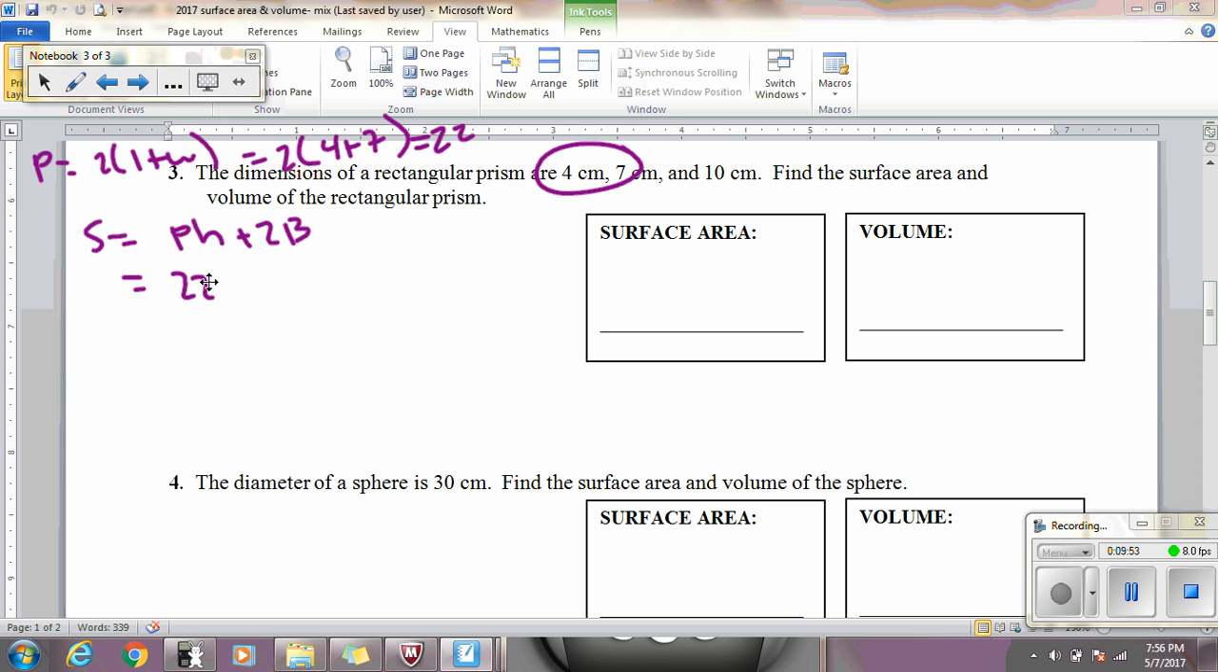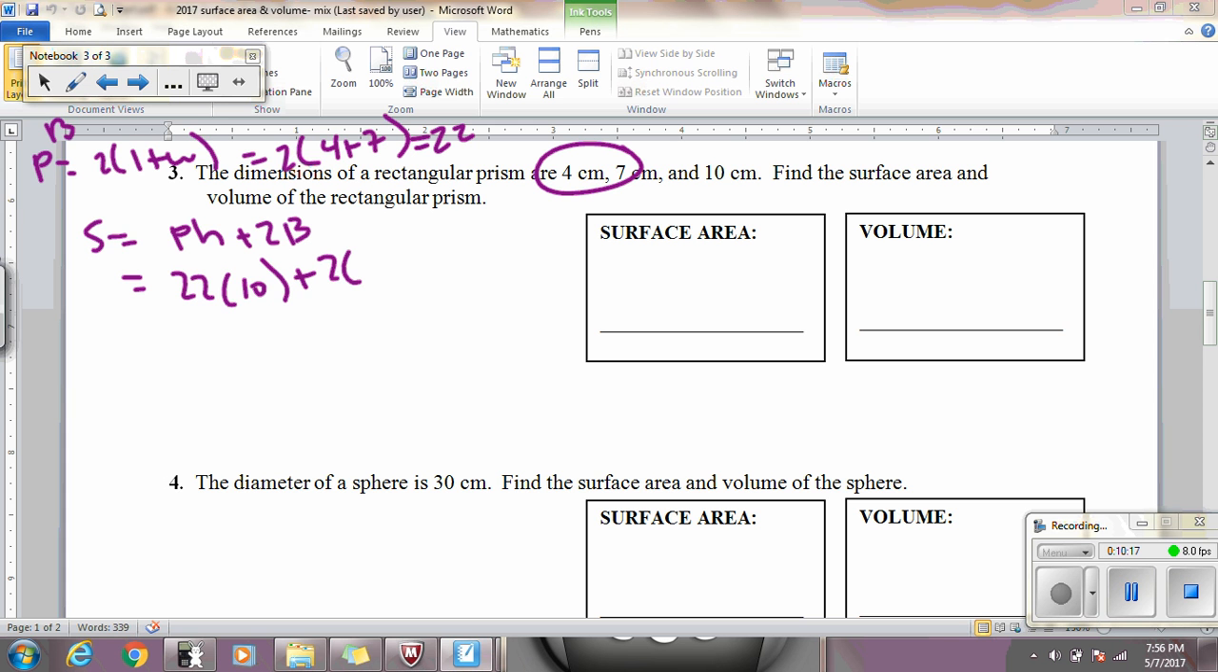Now this would be different if you chose to use 10 and 7 or 10 and 4. But again, at the end of the day, the total surface area will be the same no matter what. So since I said 4 and 7 were from the base, that means the height of my prism is 10 plus 2 times the base area.